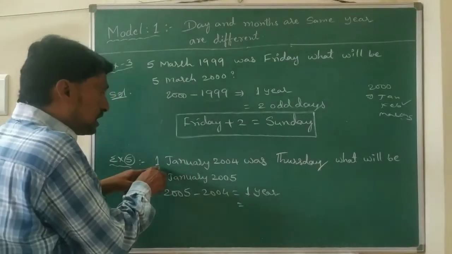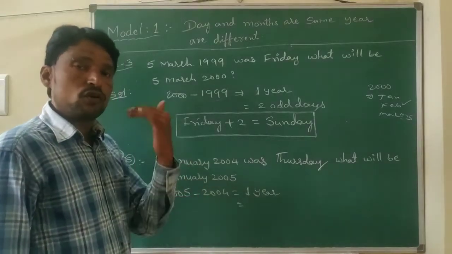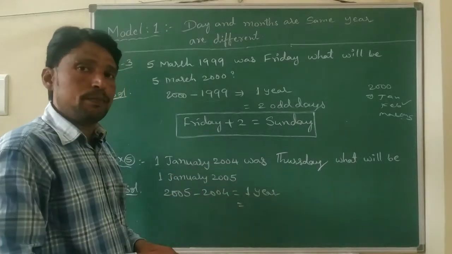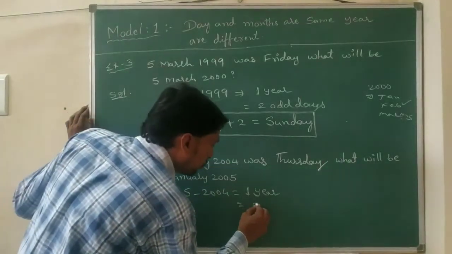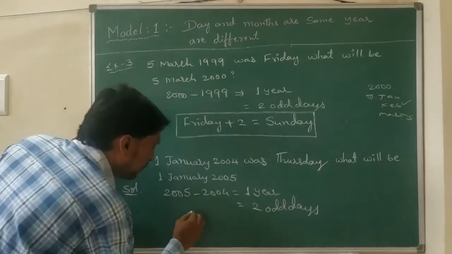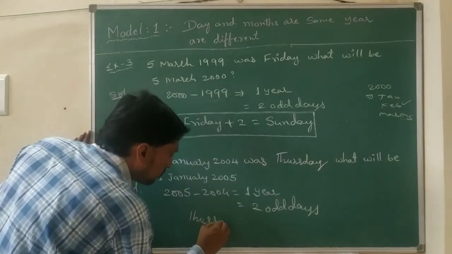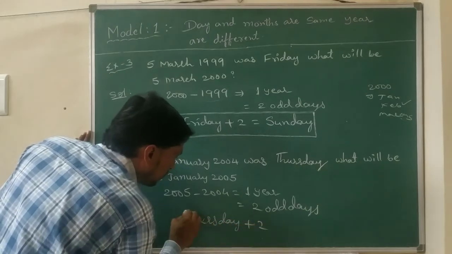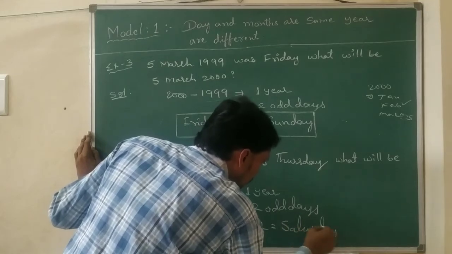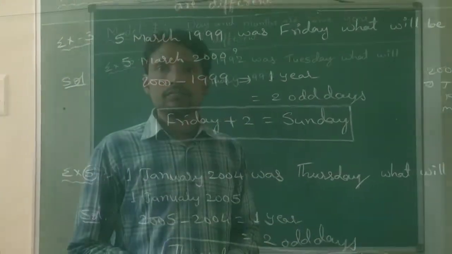But from which date does it start? It started from 1st January 2004, and February 2004 is included, which means 2004 is the leap year, so we get 2 odd days. Number of odd days equals 2. So 1st January 2004 was Thursday plus 2, we get Saturday.